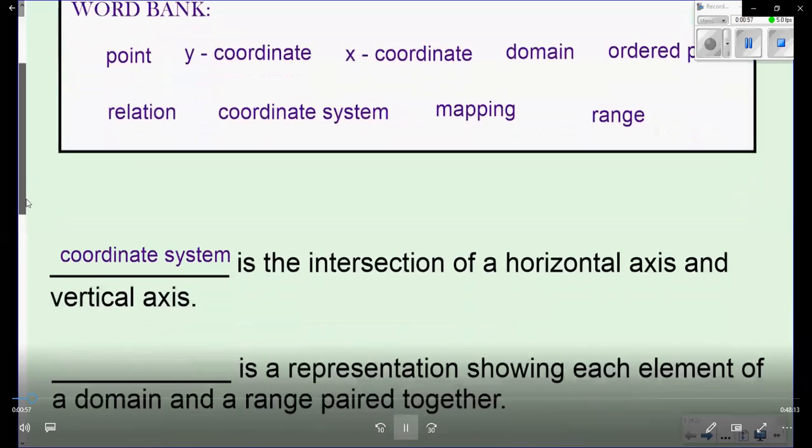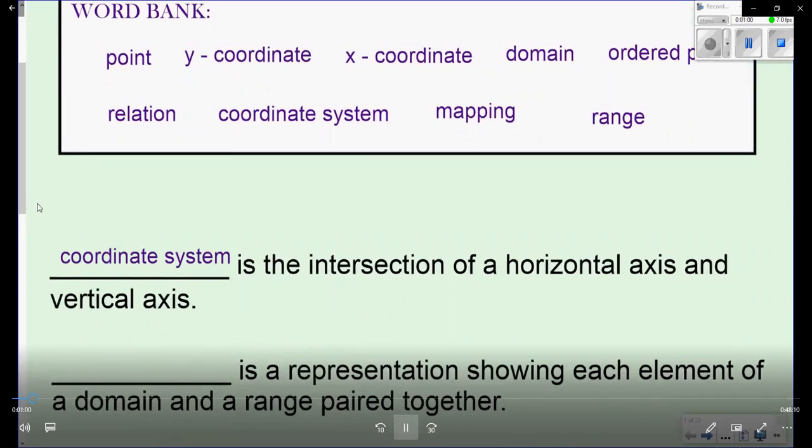The next one is a representation showing each element of a domain and a range paired together. That tells you what numbers will make either an equation or a situation true. An element of a domain and range paired together, with those two put together, you would see that as an ordered pair. It shows you the numbers that you see on the coordinate system.